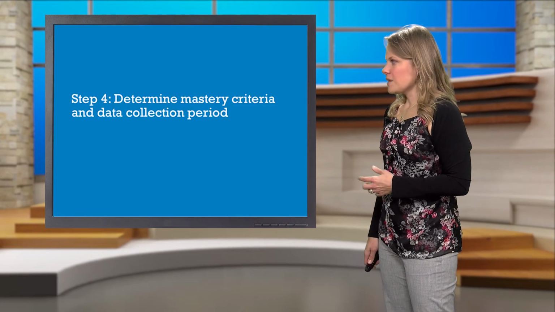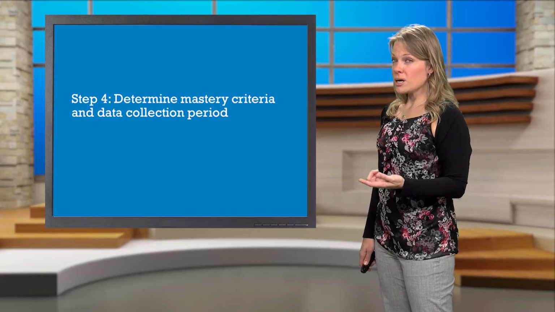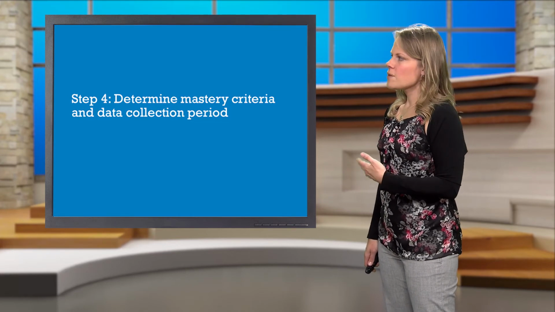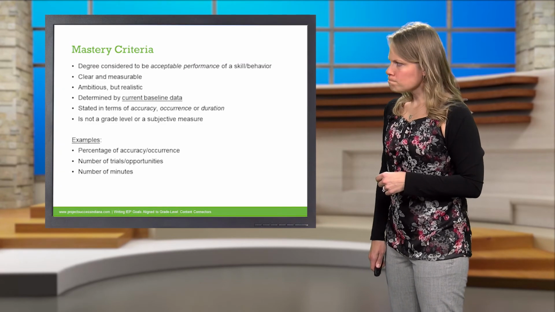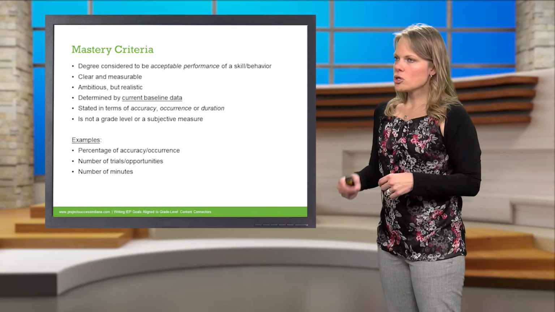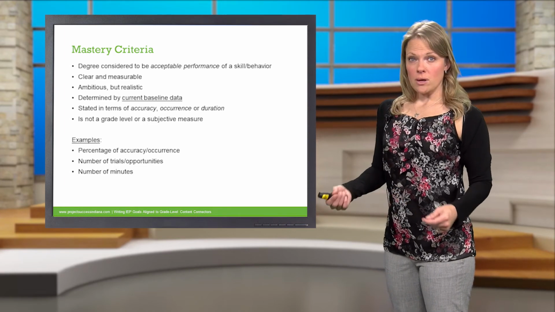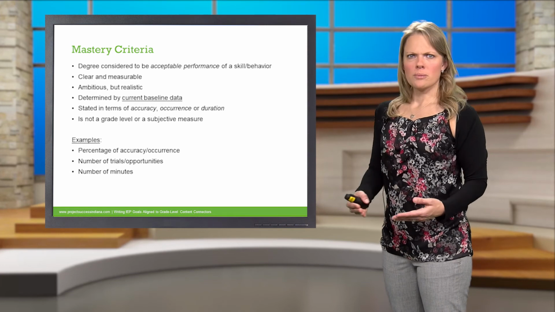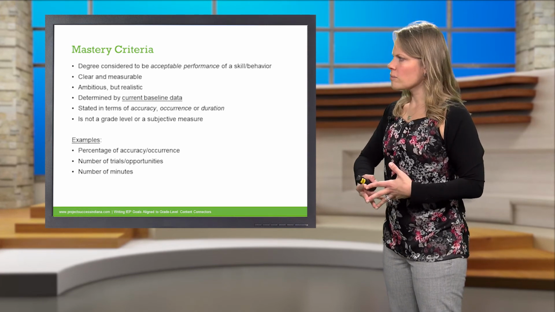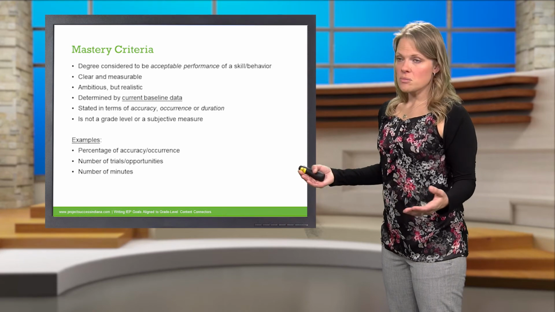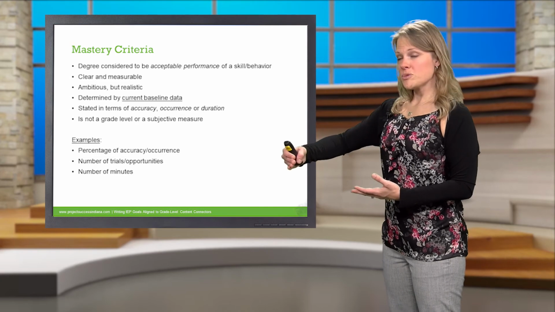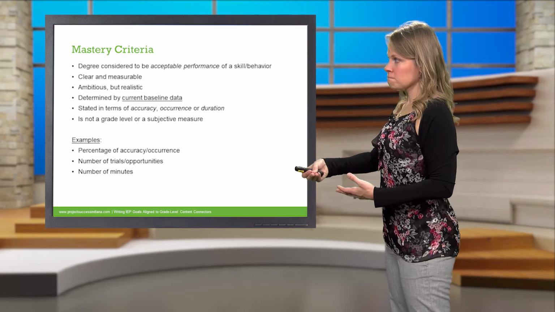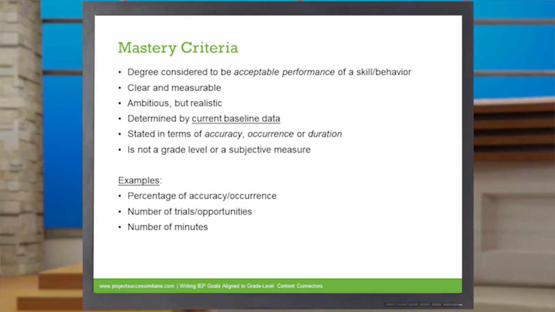And lastly, step 4 in this process is determining the mastery criteria. How will we know when a student has mastered it? And then the data collection period. We're going to talk a little bit more about data collection in here as well. So mastery criteria is the degree that's considered to be acceptable for an IEP goal. It doesn't literally mean mastery 100%, right? For an IEP goal, the mastery criteria may be something like 60%. That doesn't mean they've mastered that entire skill, but that's what we've deemed to be acceptable for that student given that skill. Again, with everything in IEPs, this mastery criteria needs to be clear and measurable.